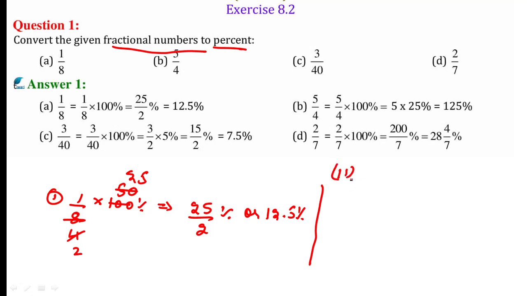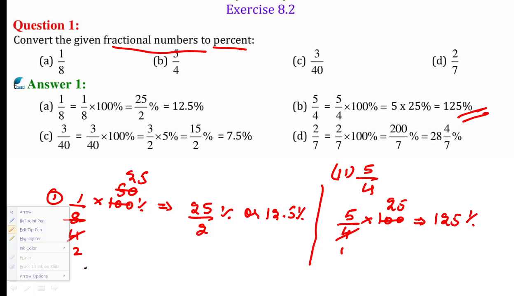Second part is your 5 upon 4. So you have to convert 5 upon 4 into percentage. So 5 upon 4 multiply by 100. So 4 1 the 4, 4 25 the 100. The 25 into 5 is 125%. So this is your required answer.